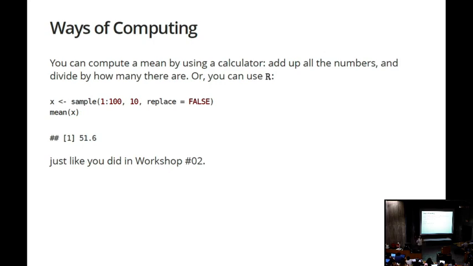So quick check, let's see how well you're understanding this idea. What is the true population mean that this thing would be the sample statistic for? What's the population first? Population is 1 to 100. So what is the true population mean of 1 to 100? What do you think?